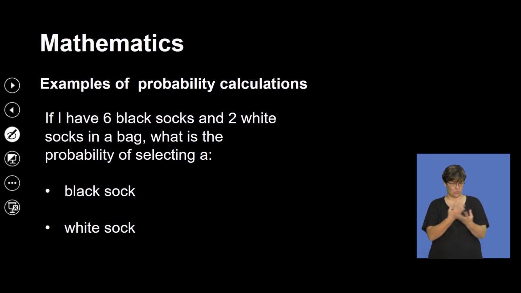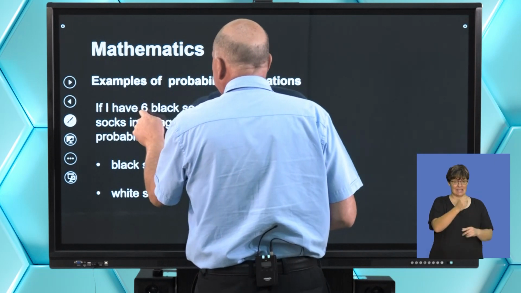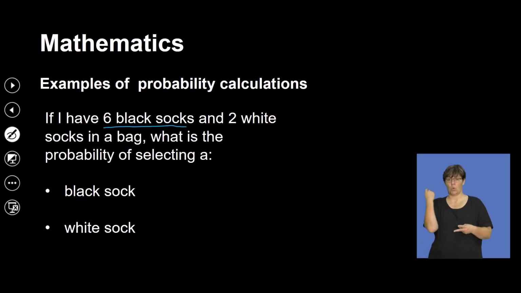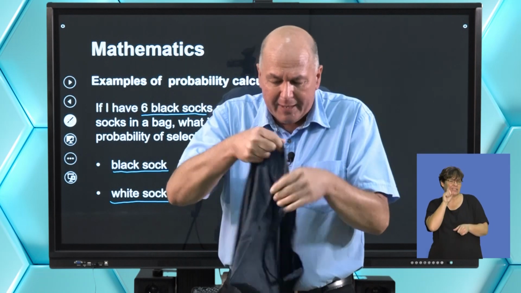I'd like to do a quick calculation with you, and I'll do a little experiment so that we can make sure that we've got things in place so that we can build on this. In my example, if in a bag I have 6 black socks and 2 white socks, what is the probability of selecting a black sock? What's the probability of selecting a white sock? Well, we don't just talk about these things. We've actually got to do them, because probability is all about experiments.